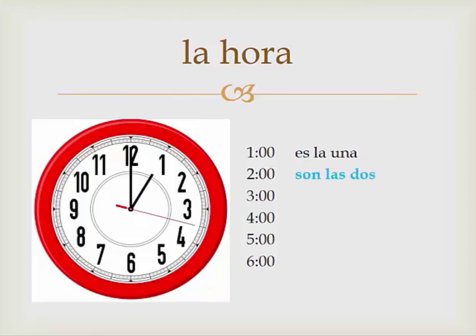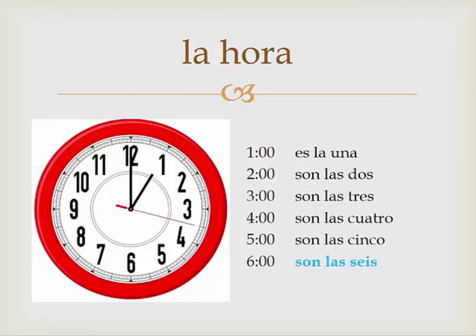It's 1 o'clock. Son las dos. 2 o'clock. Son las tres. 3 o'clock. Son las cuatro. Son las cinco. Y son las seis. That's how you're going to say what time it is. Notice in Spanish they don't have the word o'clock. They just say it is 1, it is 2, it is 3, it is 4, etc. They don't have a word for it is 4 o'clock.